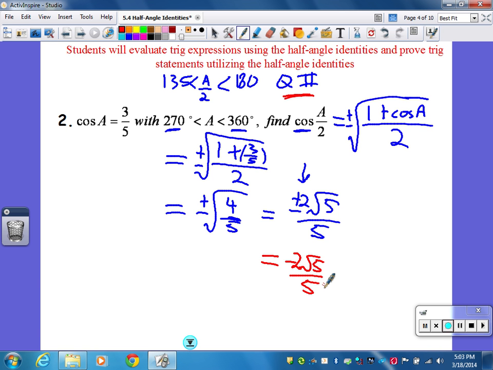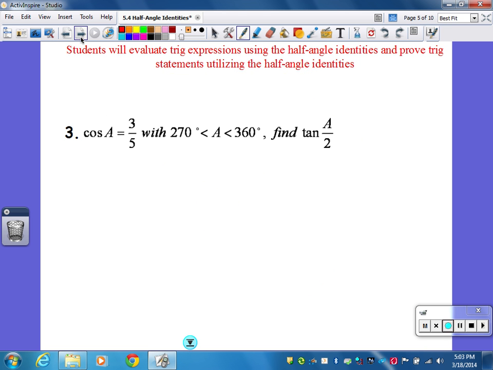Okay. Now let's go to the next one. Cosine A is 3/5 again, so we're kind of working in the same areas, but now we have tangent A over 2. Well, go right to the formula. Tangent A over 2 is equal to 1 minus cosine A over sine A. Not dealing with any radicals in this one, so it's not all bad.